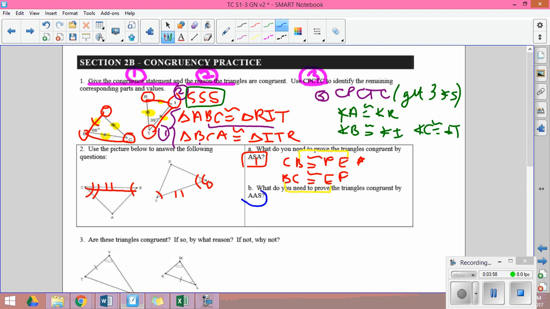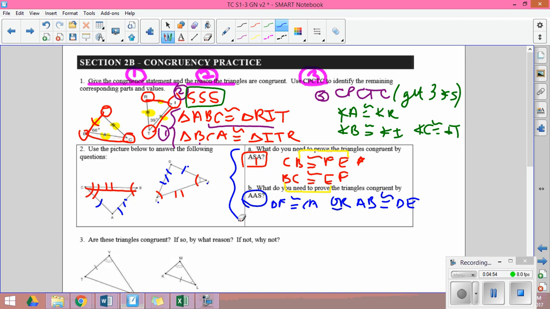Now, if I want to prove this by angle, angle, side, remember that is 2 angles and the non-included side. So I could use this side and this side. I could say that DF is congruent to CA, and that would prove the triangles are congruent by angle, angle, side. Or I could go with this non-included side, and I could say that AB is congruent to DE. So different sides would be used to use different theorems to prove congruency.